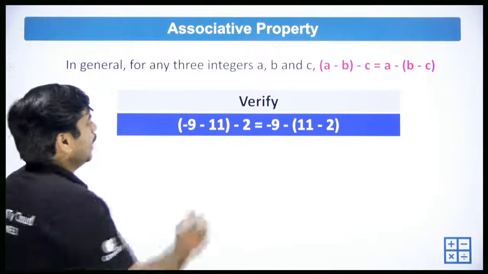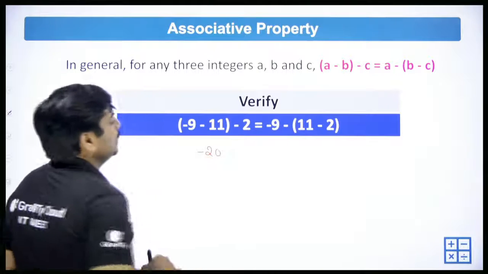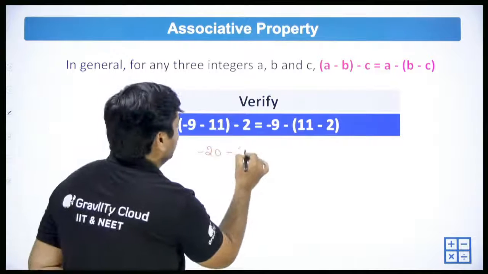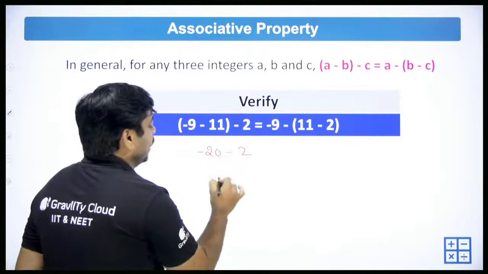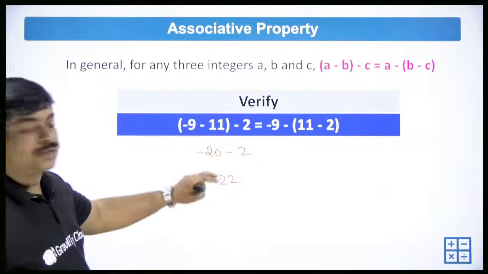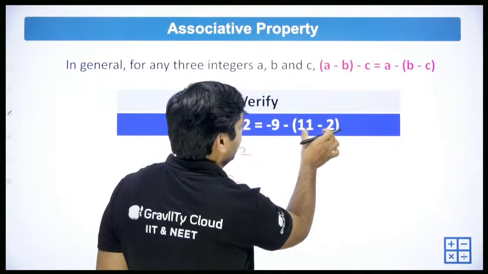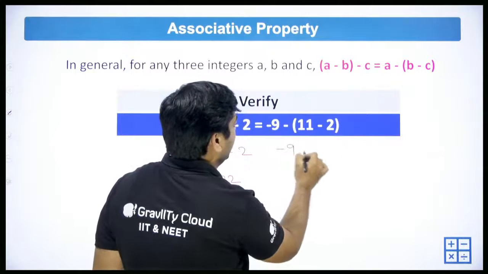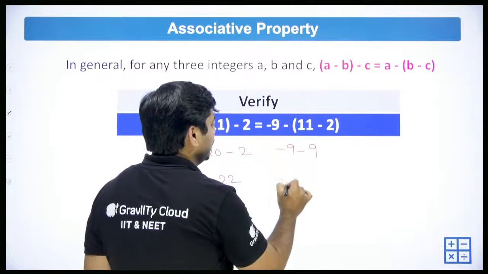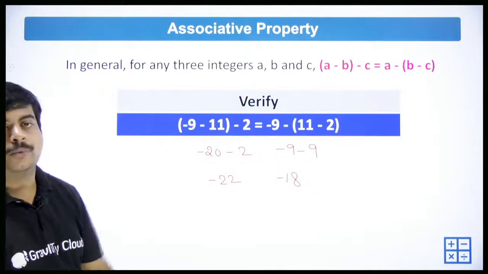Minus 9 minus 11 will give you minus 20, and this minus 2. Minus 20 minus 2 will give you minus 22. What about this one? 11 minus 2 is 9. Minus 9 minus 11 minus 2 is 9. So minus 9 minus 9 becomes minus 18. So now tell me, are these two equal? No.